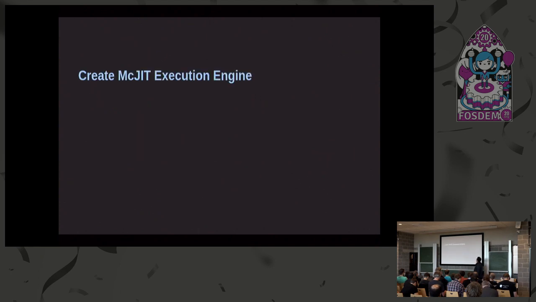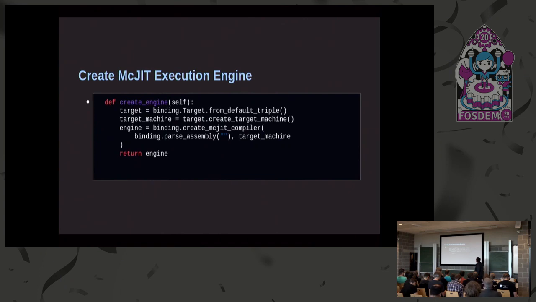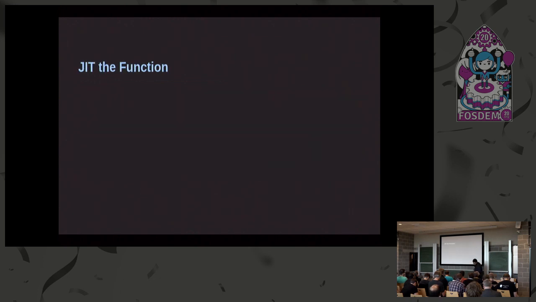The fun part is creating an execution engine. We will create a default triple target that's configured for LLVM and create a target machine. In creating the target machine, you can specify the optimization level or anything you want. Then we will create the execution engine, which takes a bootstrapping assembly. We don't have anything to bootstrap, so we pass it the target machine, and we will return the engine.